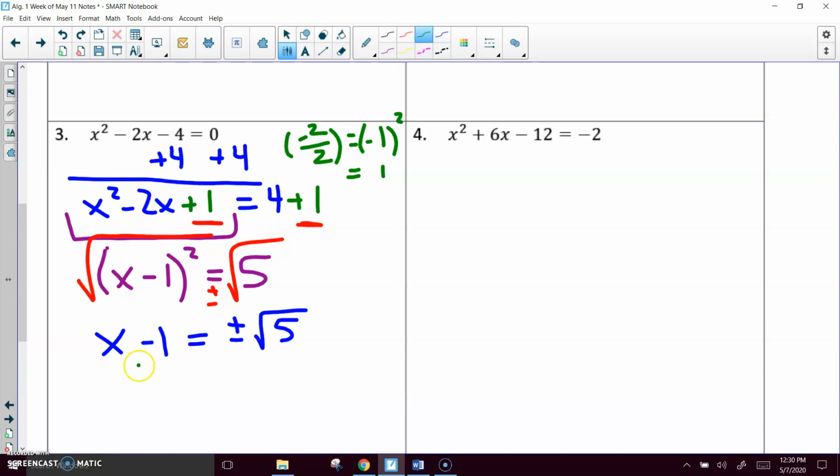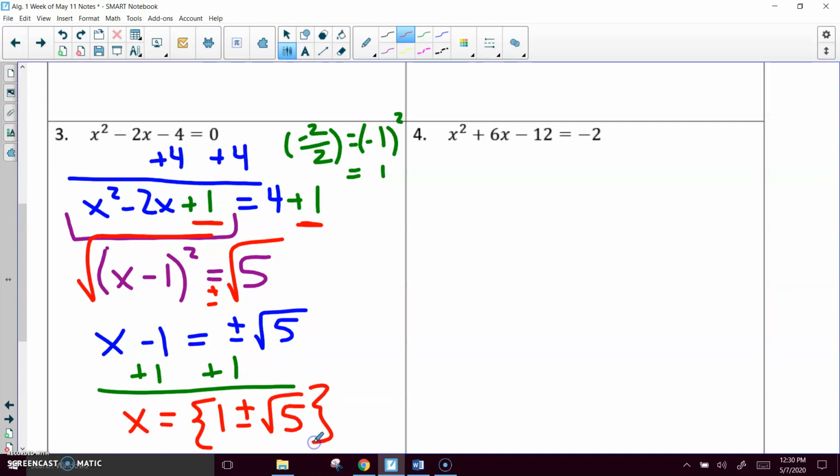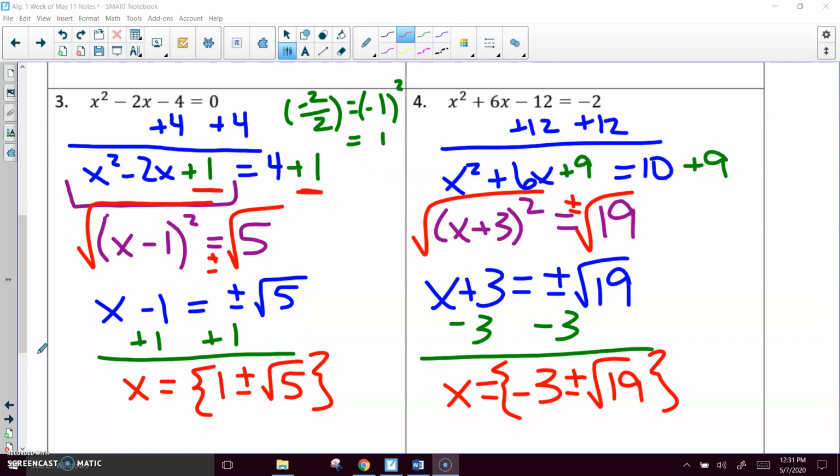Last step, get your x by itself. Add 1 to both sides. So the way I'm going to write my answer is 1 plus or minus the square root of 5. Select pause and work through number 4. I hope that you also got the answer x equals negative 3 plus or minus the square root of 19.